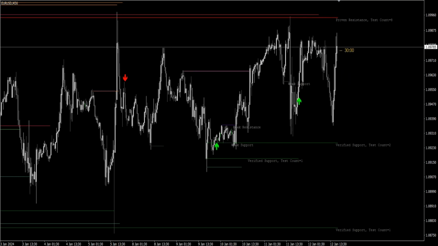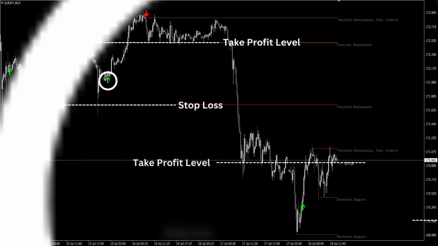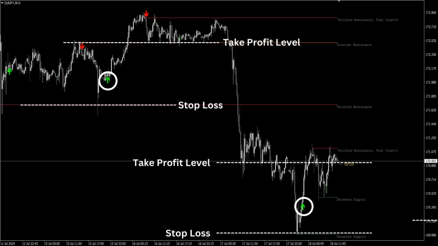The trading rules of this indicator are very simple. When the price is near the support level and a buy arrow signal is received, place a buy order. Set the stop loss at the previous low point. Set the take profit level at the next resistance level.